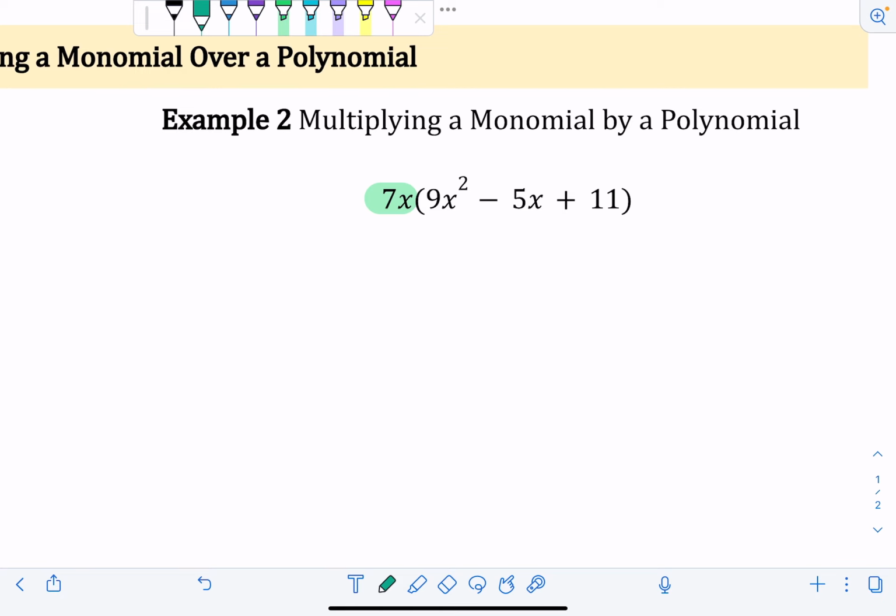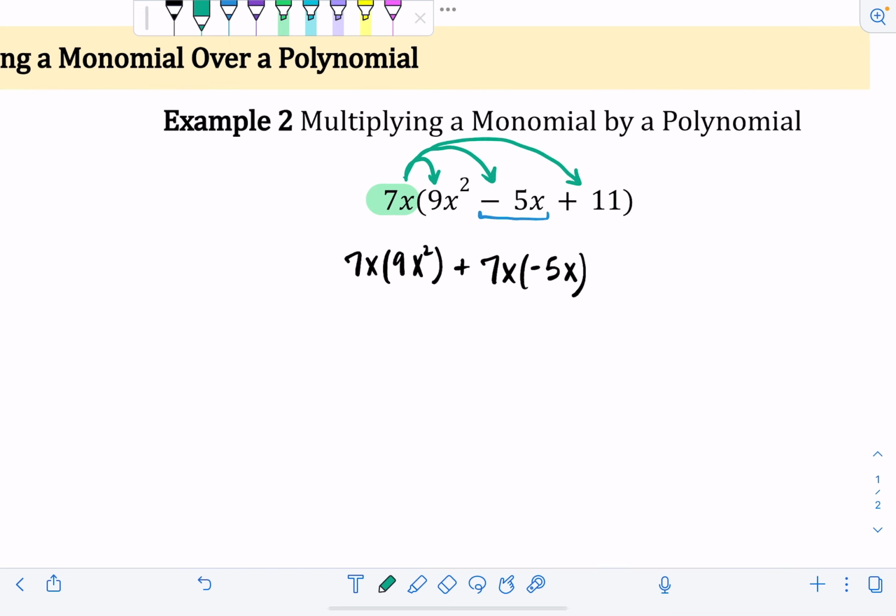So it would be 7x times 9x squared. I'm going to write that all out, not multiplying them together yet. So it'll be 7x times 9x squared, and then 7x times, this is a negative 5x, don't forget to include that. So I'm going to do plus 7x times negative 5x, and then 7x times 11, so plus 7x times 11. And then now I'm going to go ahead and multiply these all together. This part that I just wrote is the part that you probably skip eventually once you get comfortable with these problems.